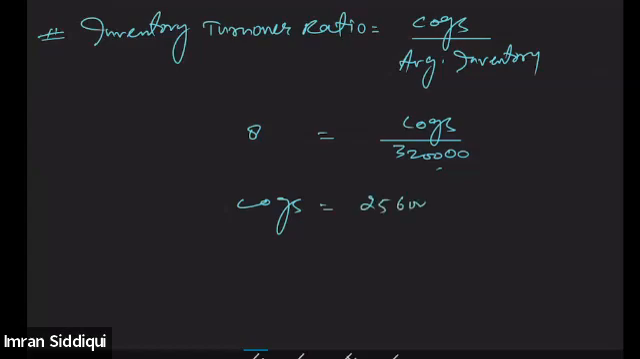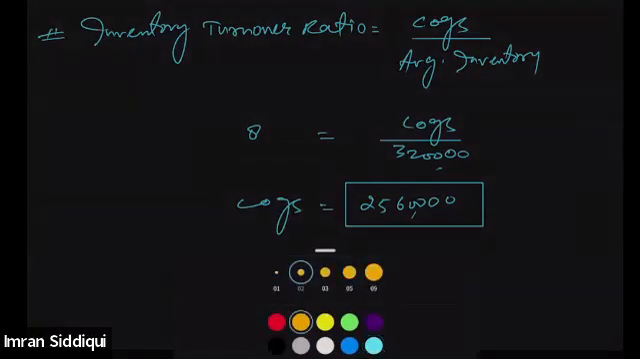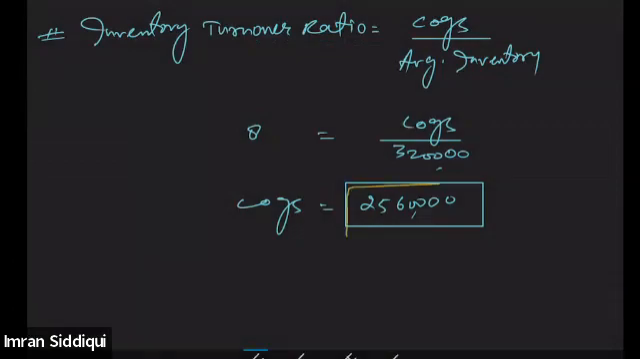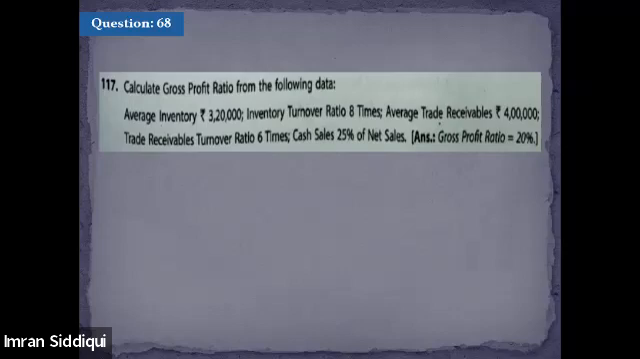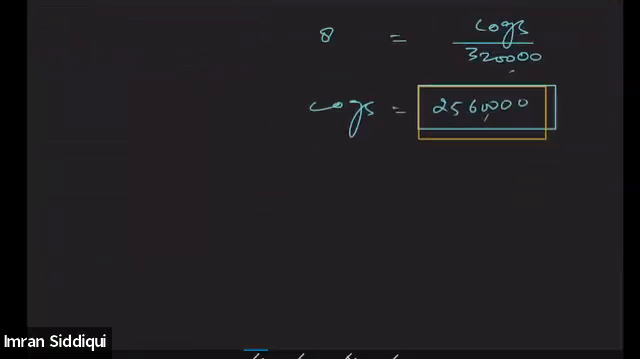So we get 25,60,000. Sir, how 3,20,000 into 8? 3,20,000 into 8 will be 25,60,000. You are asking how did we get 3,20,000? It is given in the question itself: average inventory 3,20,000, first item. Got it? Okay, sir.